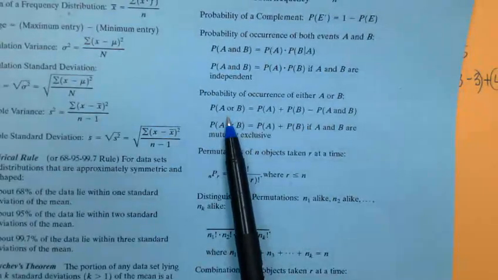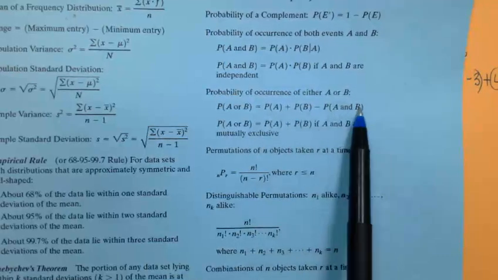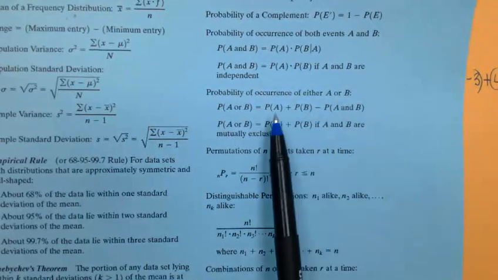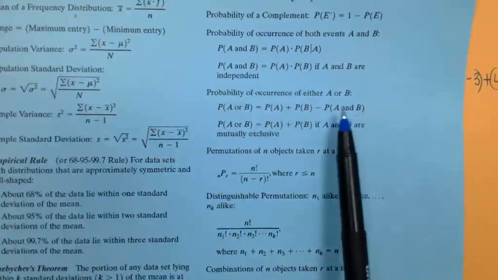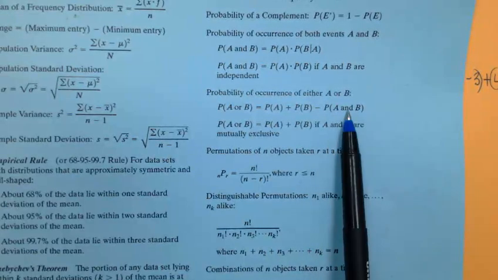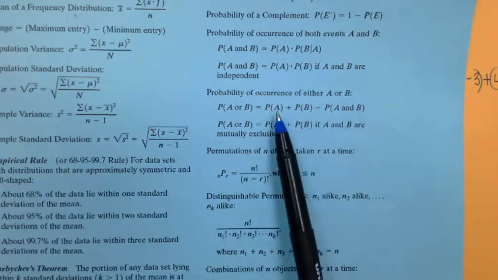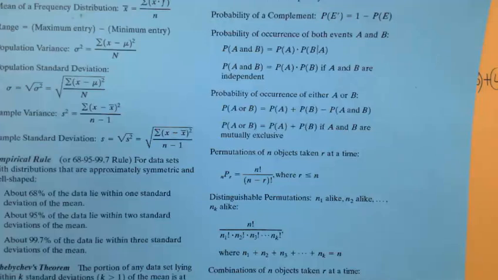Or means you're going to add and then subtract if you have something that overlaps. So A plus B, not mutually exclusive, means that there is something in common. So there could be an overlap. There's a possibility of overlap.